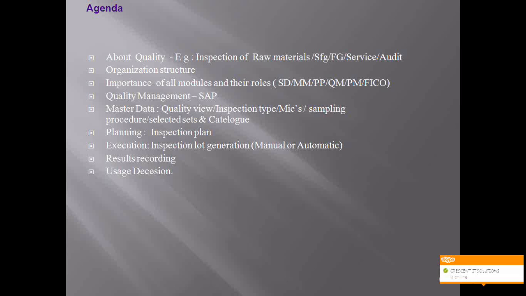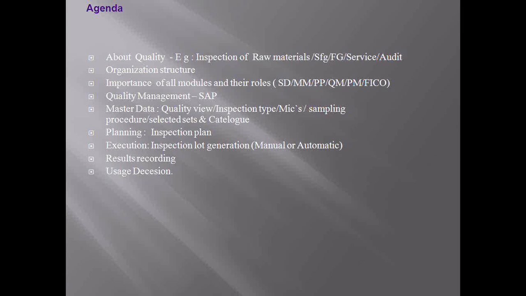It means if it is between 10 to 20, what will be your action? If it is above the range, then what will you do? All those things will be defined in the selected set and catalog. Now after you have master data created, then we have to plan, that is the inspection plan. In this inspection plan, we will define what characteristics you will be measuring for those raw materials or semi-finished or finished goods, with respect to which work center and so on.